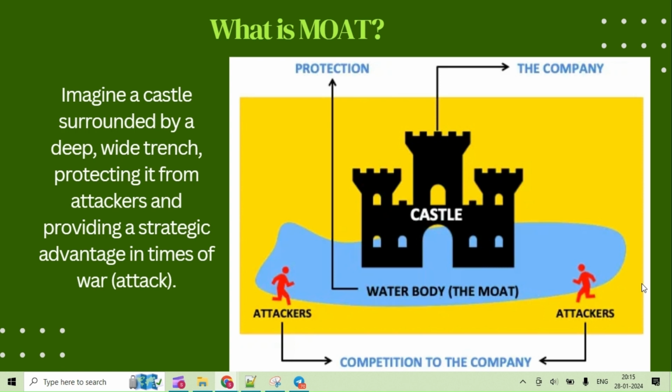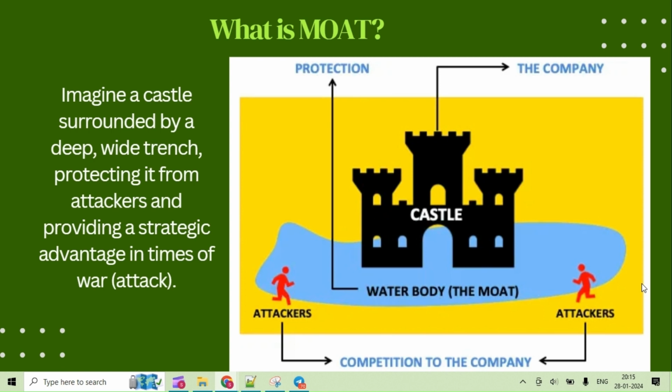Moat is just a word we use to describe the protection a company builds around its business to stay strong in the market, right? So if you see in this picture, the castle is surrounded by a water body, right? In the financial world, the castle means the company, right? The company is surrounded by a water barrier, right? So here, if you see the attackers, the attackers mean the competitors of the current business. They cannot travel easily inside this castle, basically. So that is called the protection, right?